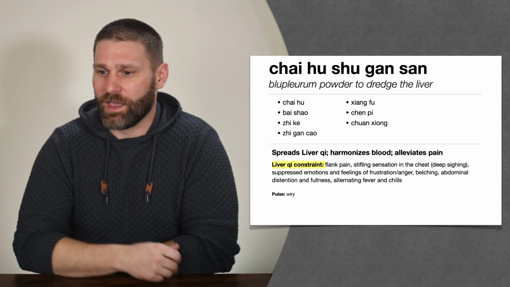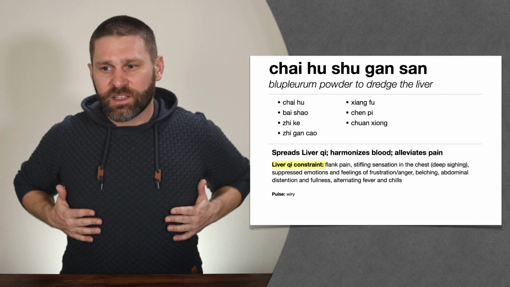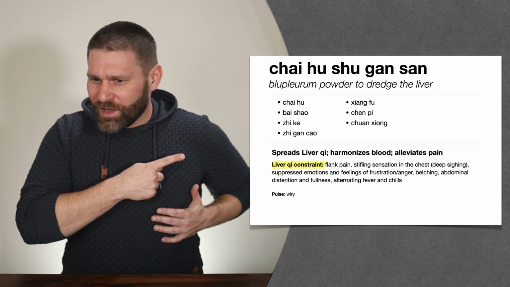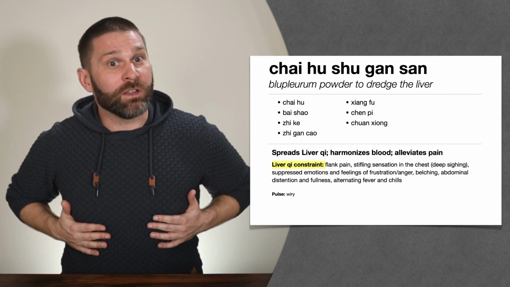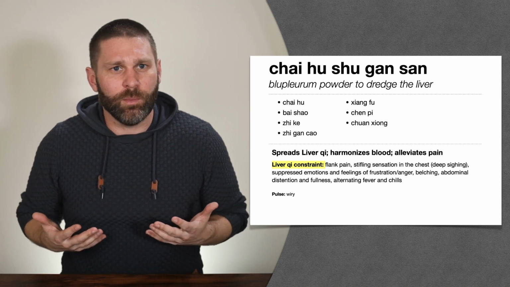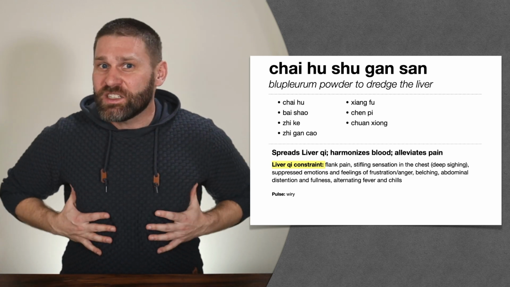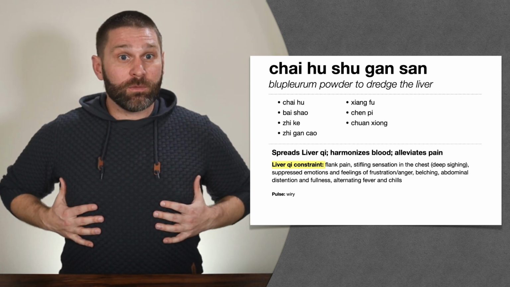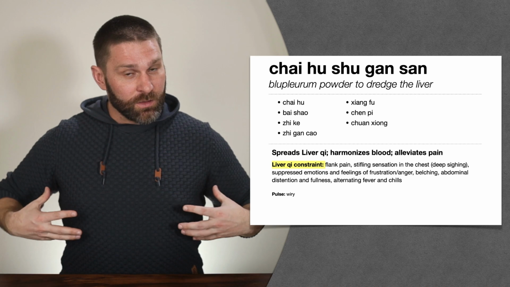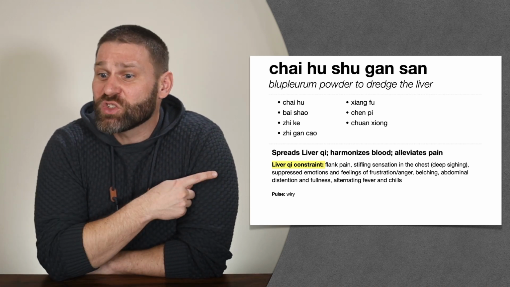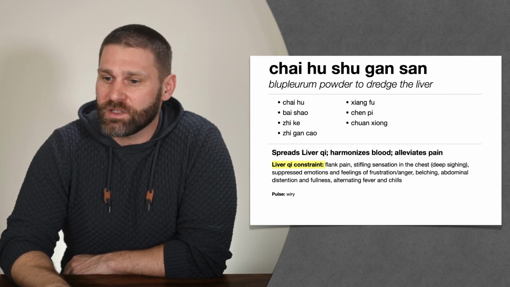So we have flank pain and a stifling sensation in the chest, because the liver channel goes to the chest and the rib sides. We make a note here that usually this manifests as deep sighing or difficulty taking a breath. You usually don't have a patient who comes in and says, "I have a stifling sensation in the chest." Usually qi is stagnating in this area, so it's difficult for them to take a deep breath, or they'll have frequent deep sighing, like they're trying to expand their chest and move qi through the liver channel. Suppressed emotions and feelings of frustration and anger, again emotional things, can be due to liver qi stagnation.